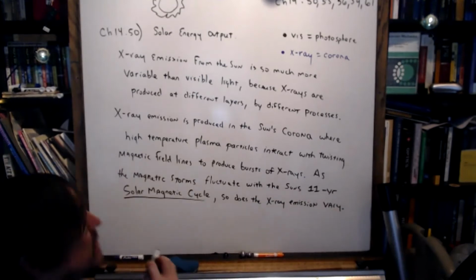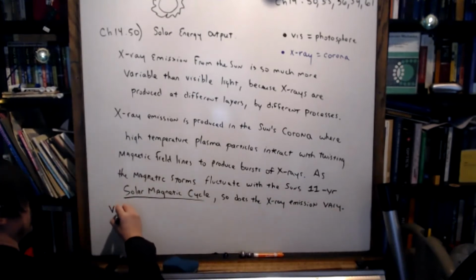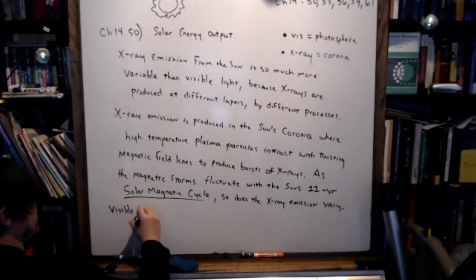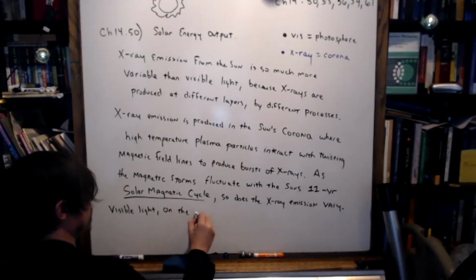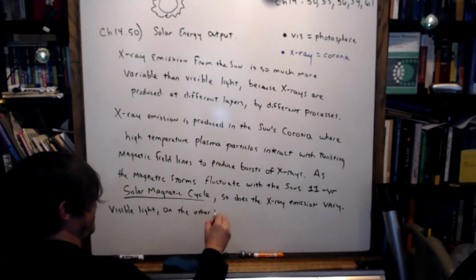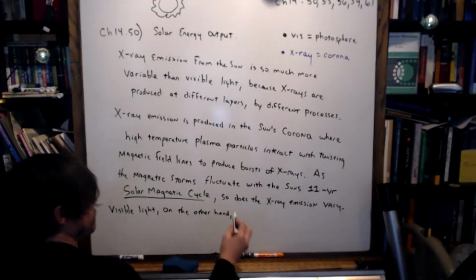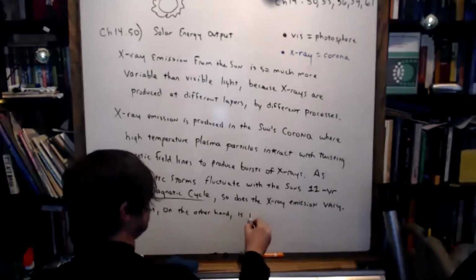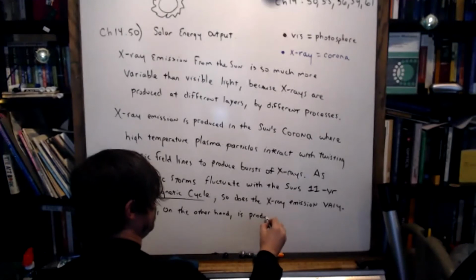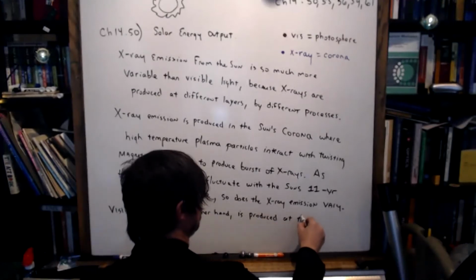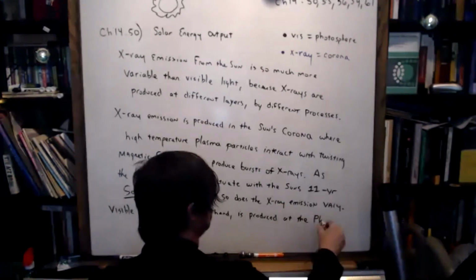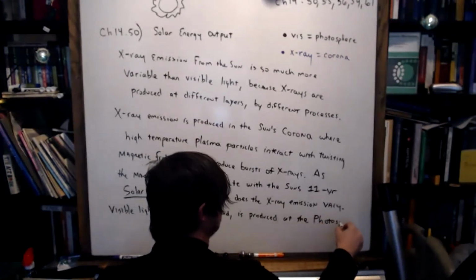Now we'll address the visible light. Visible light, on the other hand, is produced at the photosphere.